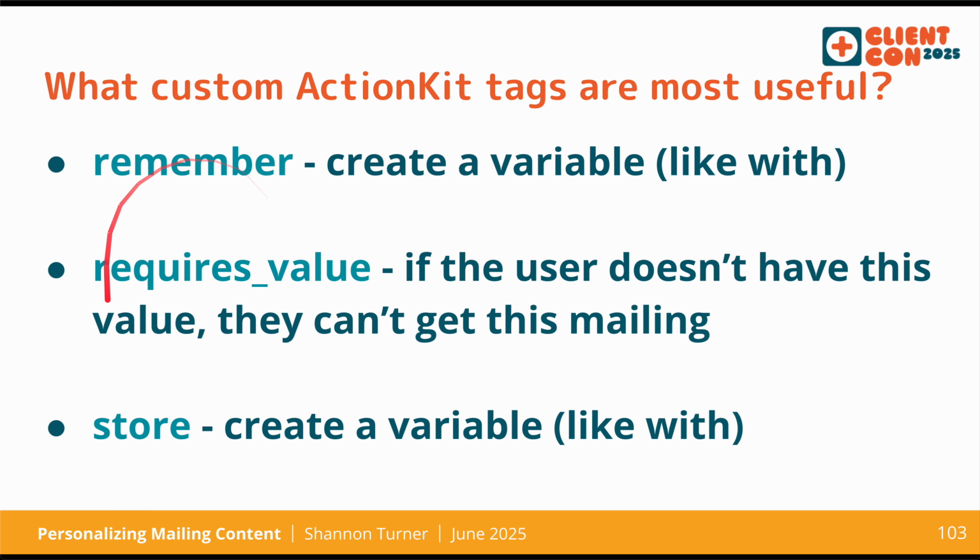And then for custom ActionKit tags, I think that these 3 are the most important. So remember and store are very similar to with, and they let you have 2 additional ways of creating variables. And we saw requires value previously, which says if this user doesn't have this value, they can't get this mailing, they can't preview this mailing.